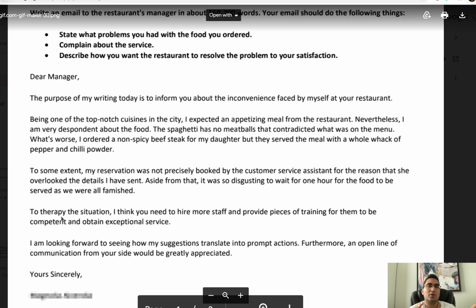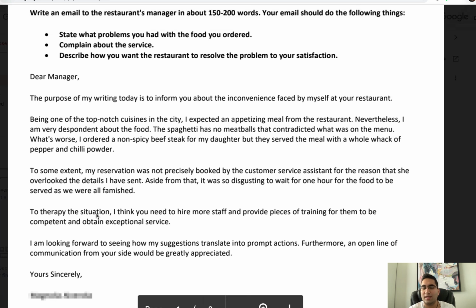Sometimes you want to come up with original connectors. Now, "to therapy the situation" works here because you're going from problems to solution, and you're coming up with an original connection. Okay, so that's what she did here. She could have used "therefore" or "hence," but "to therapy the situation" is original, and examiners like it more. If you can't think of those, you can go with "hence" or "therefore."